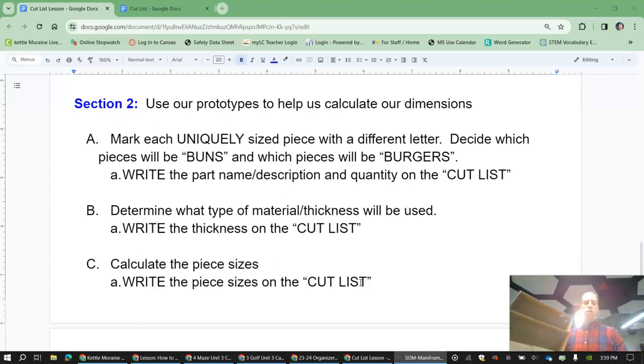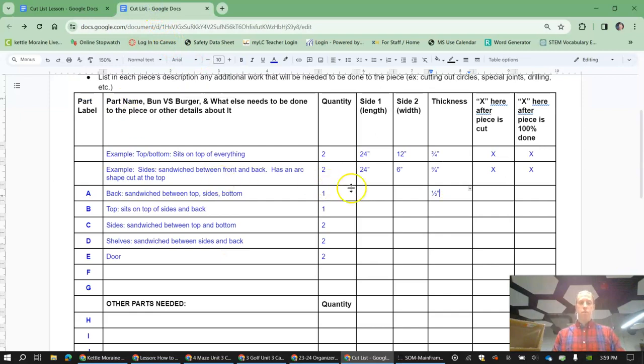We're going to calculate the piece sizes of our project, and we're going to actually write that on our cut list. So again, we're going to calculate the sizes of our pieces, and we're going to type that on our project. What I recommend you do is start with the easier pieces. I'm going to start with the top, and I'm going to determine a number for how wide I want that top to be.